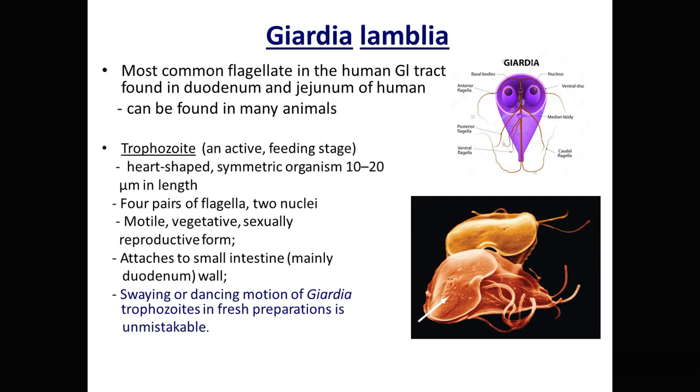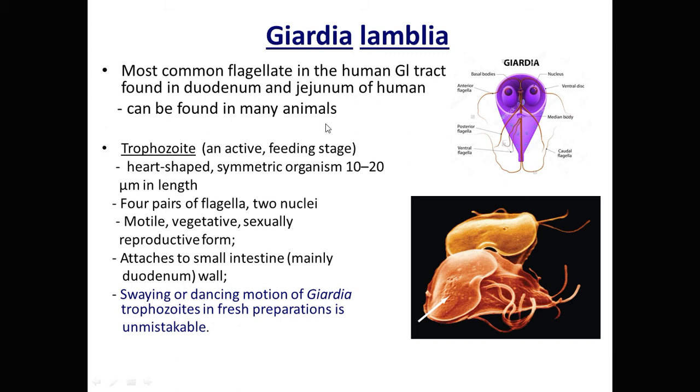Okay, now let's move to parasitic flagellates, and let's start with the flagellate that causes GI tract infection. It is quite common and has worldwide distribution. This is Giardia lamblia, and it is found in the GI tract, the duodenum and jejunum of humans.